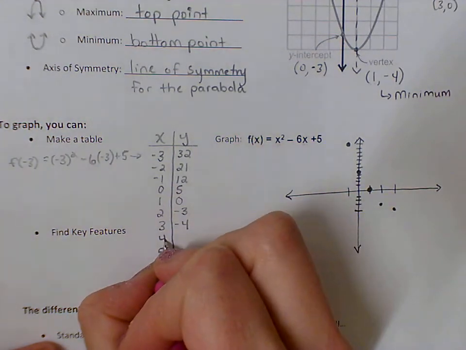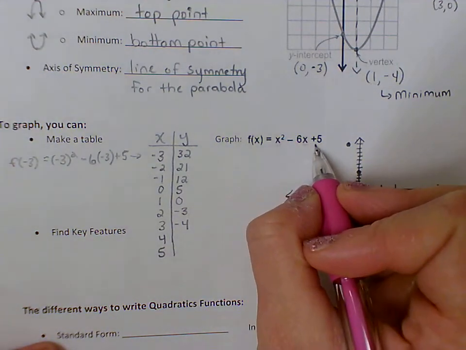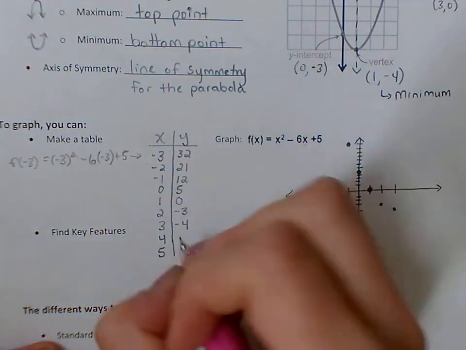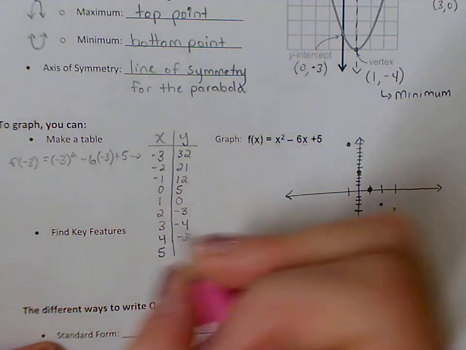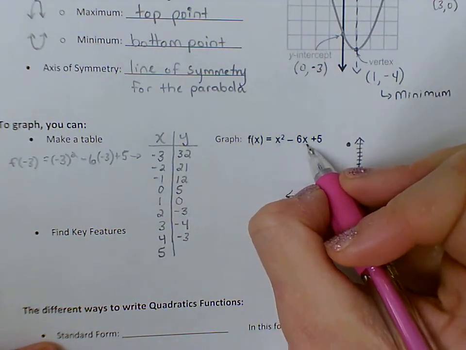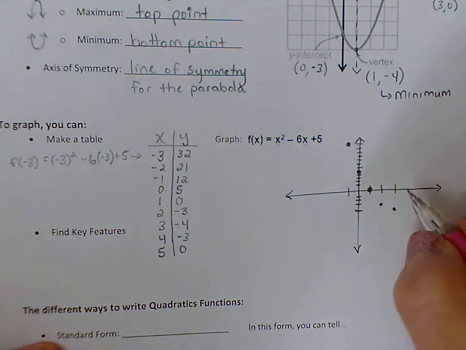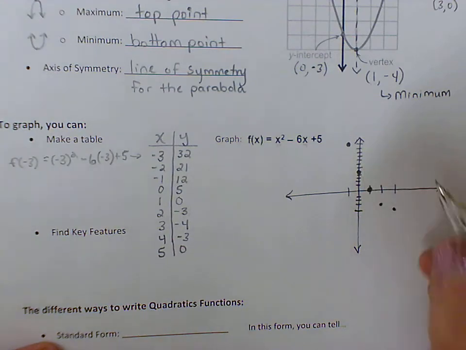So if I plug in 4, that would be 4 squared minus 6 times 4 plus 5. If I do that, I end up getting negative 3. And then if I plug in 5 squared minus 6 times 5 plus 5, it ends up being 0. So let's graph those and see if I can see more of my U.